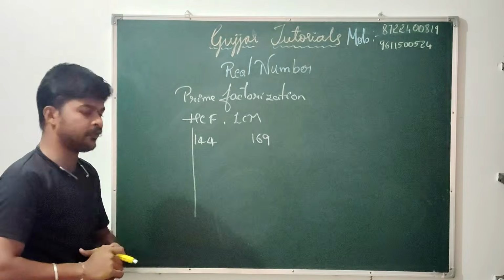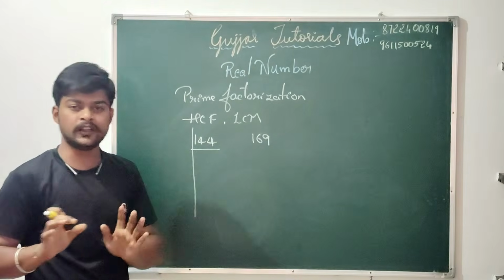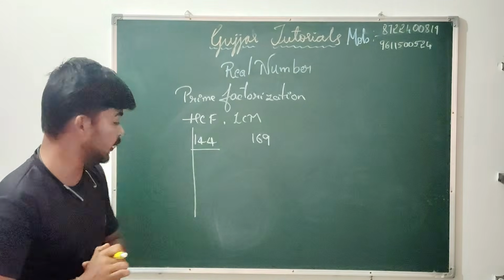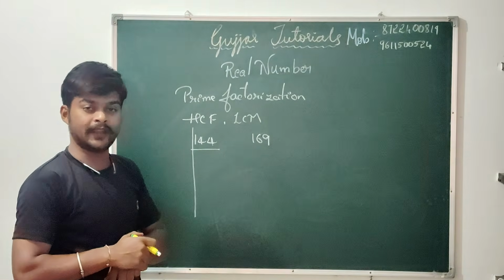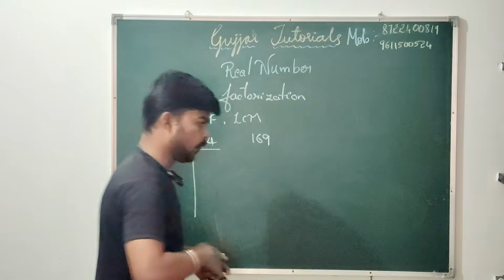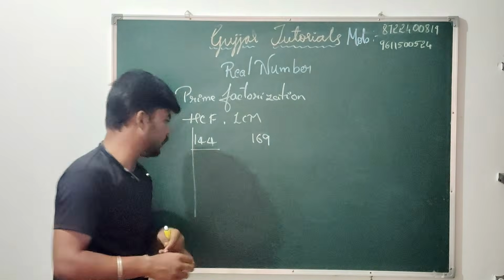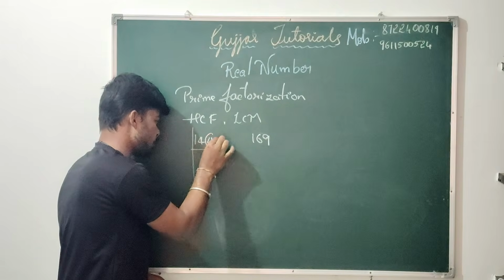This is the prime factorization method. And how to solve this method, sir? While solving these questions, we need to see the unit digit. We need to see whether the given unit digit number is even or odd.